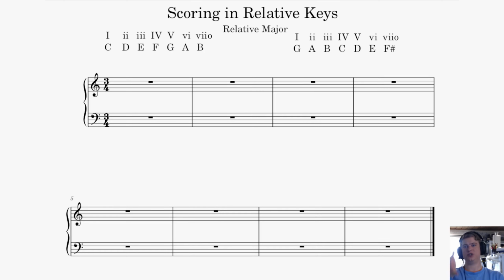We can see in the scale of G major, our first chord is major, and of course that's G major. We see C major also has G major. Our next chord in G major is A minor. If we go to C major, we see there's also A minor.